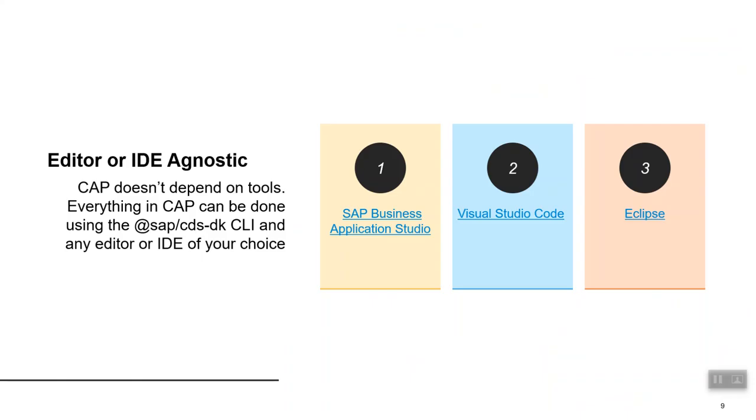Next, CAP does not depend on any tool. To develop any web application or service using CAP, you don't need any special tool, because it's just a command line interface. With the command line interface, even with Notepad, you can develop the application. But if you use SAP Business Application Studio, which comes with a pre-configured development environment, you need not install anything. We will see what this new Business Application Studio is. It is nothing but a new Web IDE. Similarly, you can also develop the application using Visual Studio Code or Eclipse.